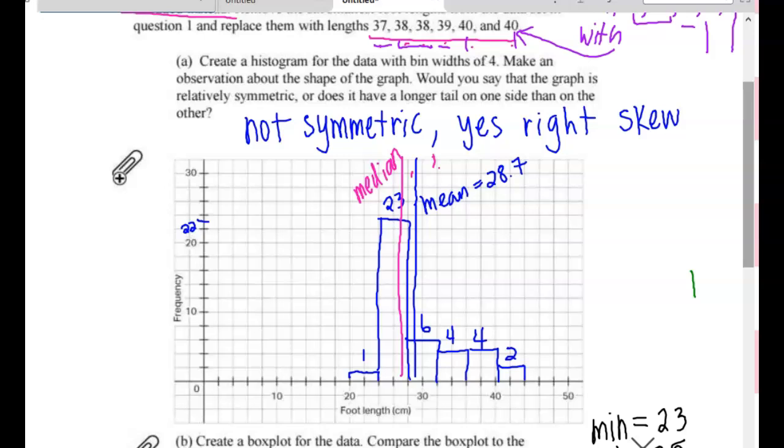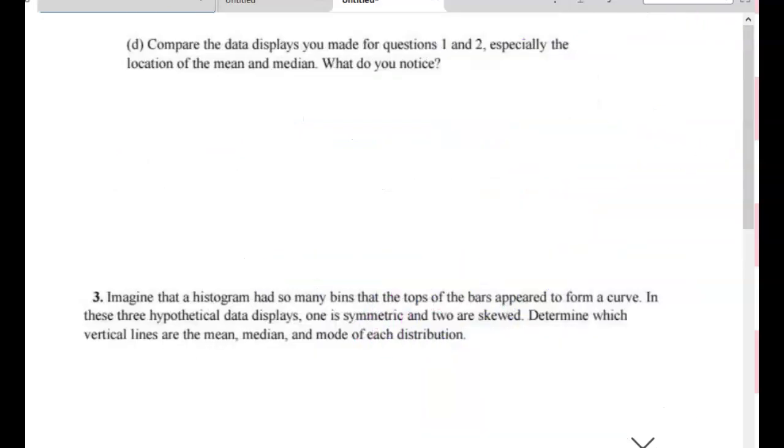So now that the histogram was not symmetric, it was skewed to the right. Were the mean and the median close in range? No, they're actually a whole number above, a whole step above each other. So they're not really aligned, okay? All right, let's do the back page.